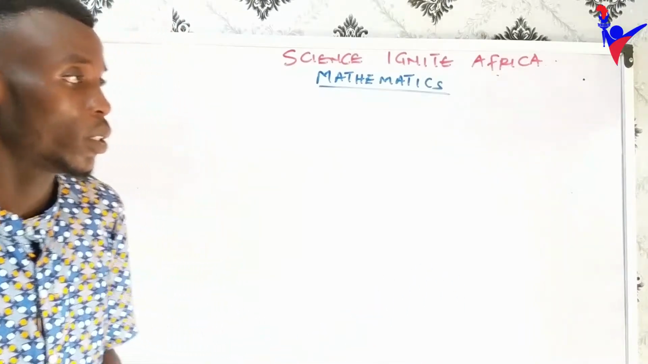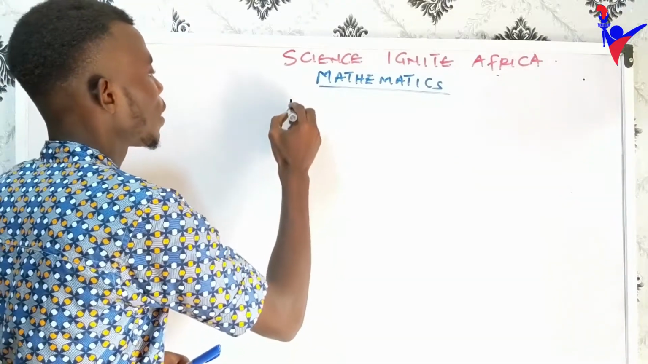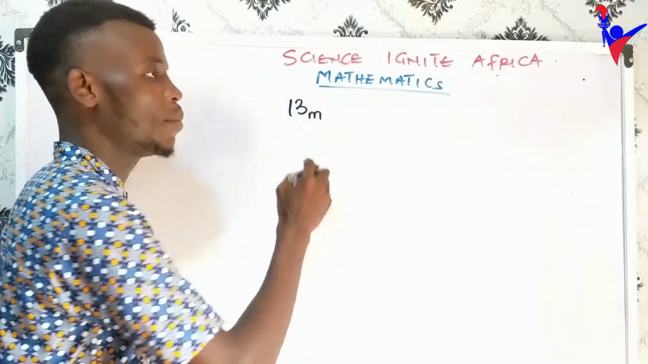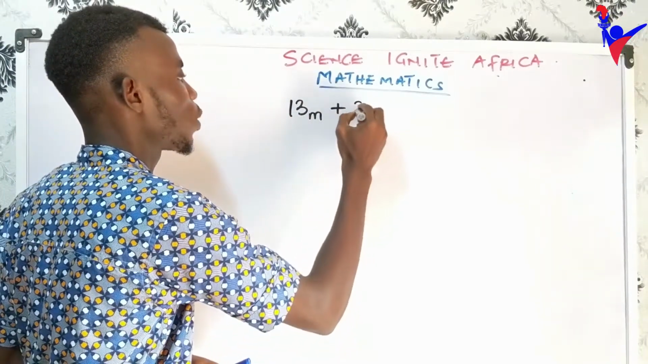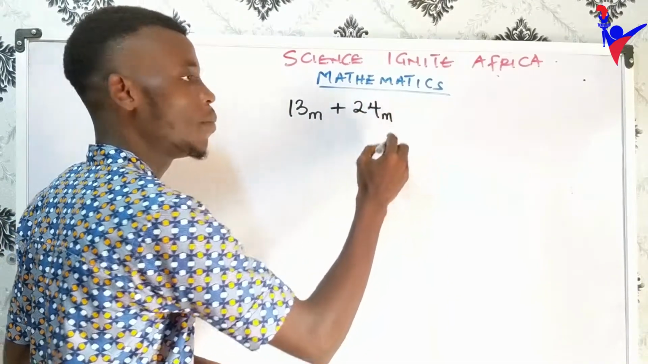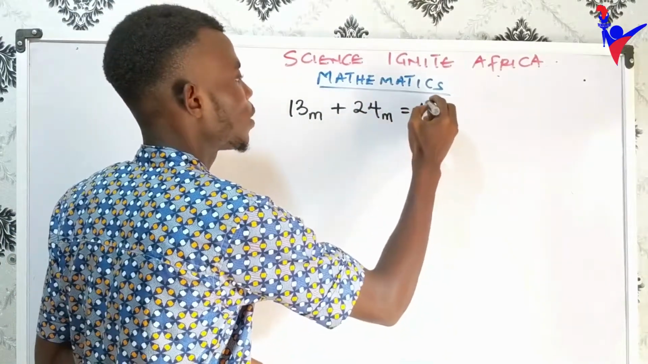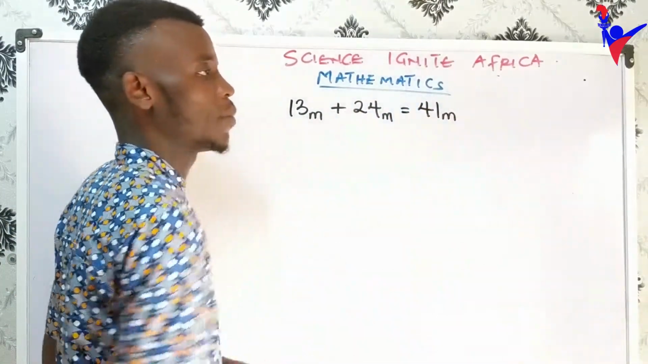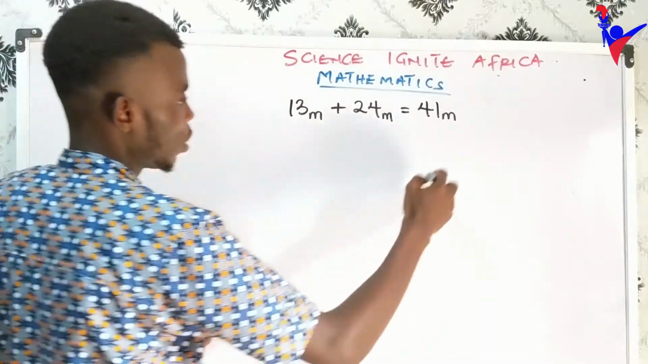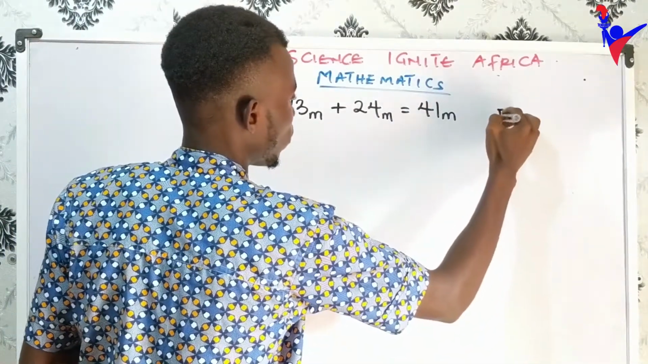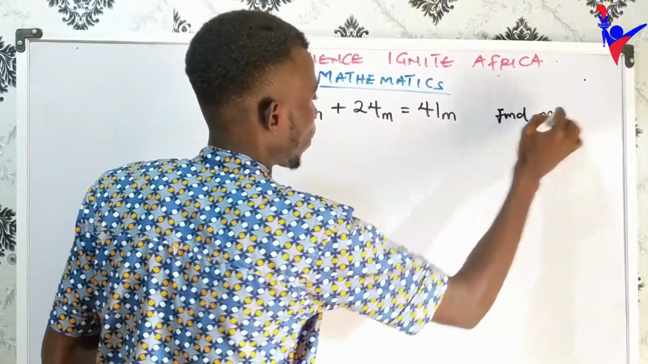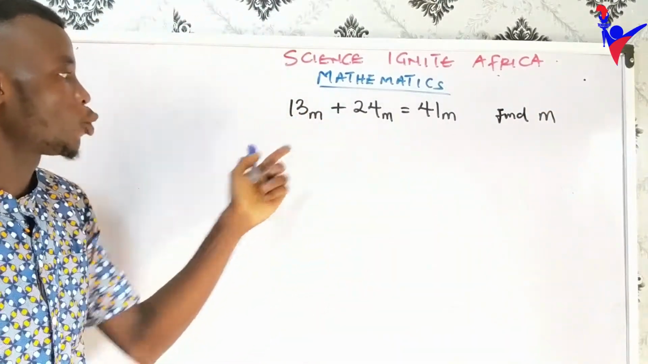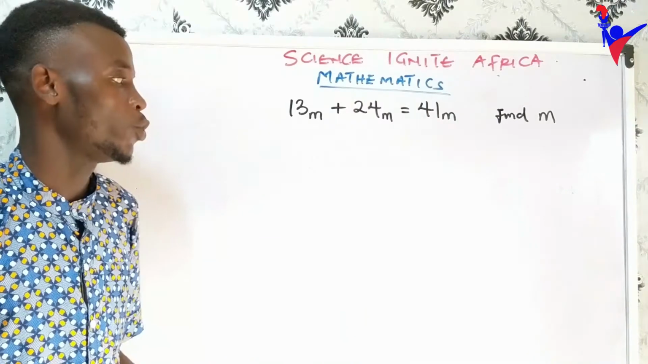Proceed to the next question. We have 13 base m plus 24 base m equals 41 base what? Base m. We are told to find the value of m. This m happens to be the base, which is unknown.